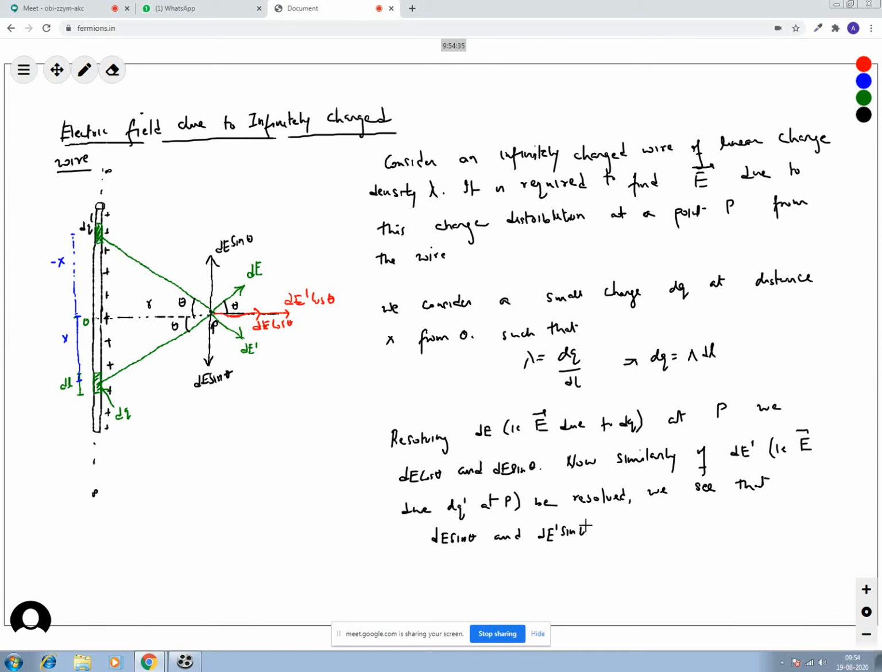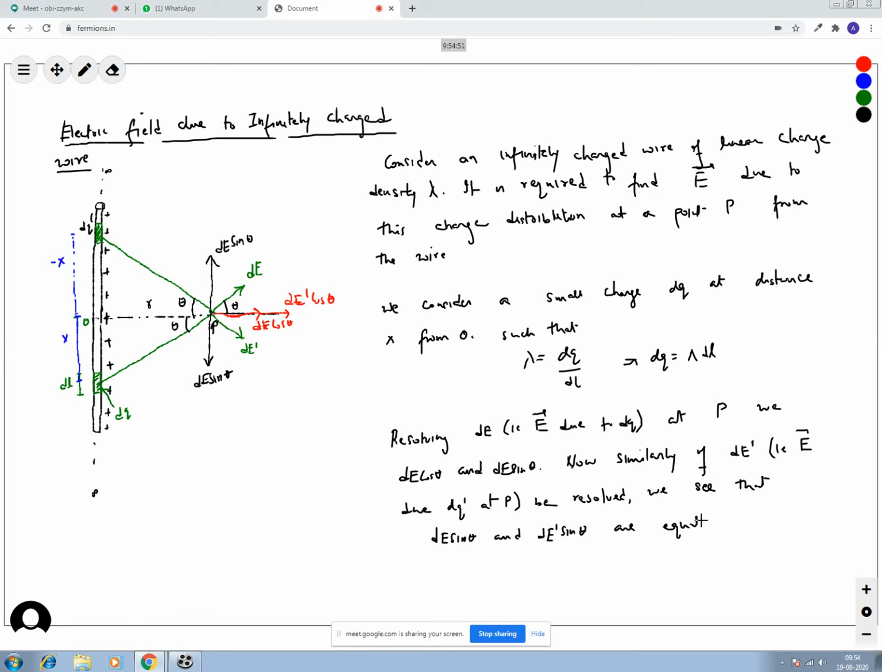dE prime sin theta are... I am explaining so much, you do not need to do so much. This is the first time I am doing it, that's why I am explaining so much. You could have gone directly to this step which I am coming to next.